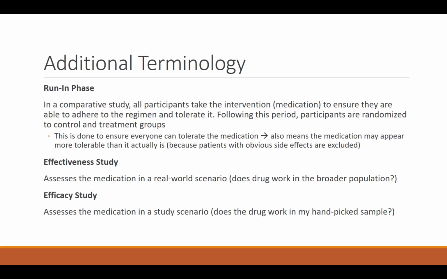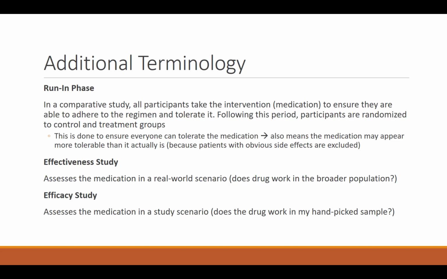This is done to ensure everyone can tolerate the medication, but it also means that the medication may appear more tolerable than it actually is when the study is done, because patients with obvious side effects to the medication who would fall out in the run-in phase are not included in the actual study. Say you wanted to study aspirin versus placebo, you put everyone on aspirin. If someone bleeds on aspirin, maybe you exclude them from the study, so then that bleeding outcome won't have been in the aspirin group.